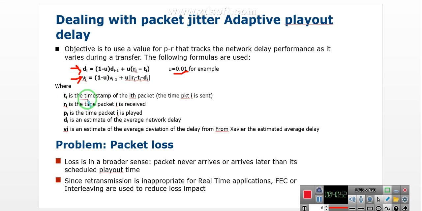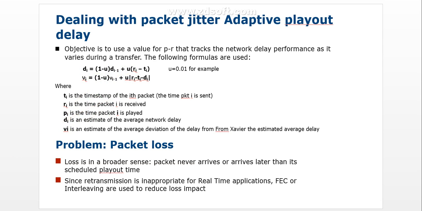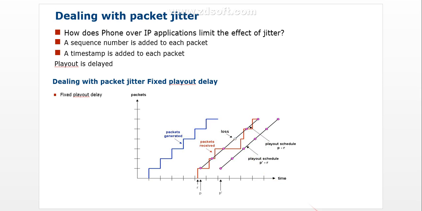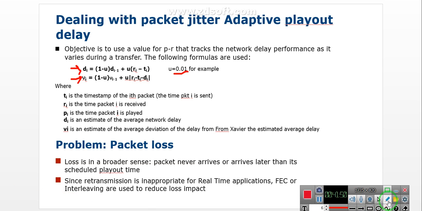Now, ti is the timestamp of each packet. Each packet means maybe packet number 1, 2, 3, 4, up to packet number n. ti is the time packet i is sent. ri is the time packet i is received, pi is the time packet i is played, di is the estimated average network delay, and vi is the average deviation of the delay. Putting in the values from the graph, like packet 1, you will see how much the delay will be and how much the deviation of the delay will be. Deviation was the third graph. You can see from this graph how much the deviation will be. So this was the formula for the jitter adaptive playout.